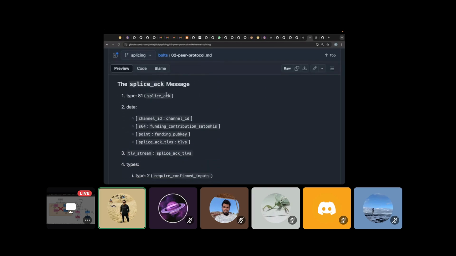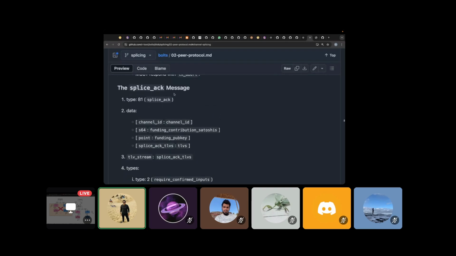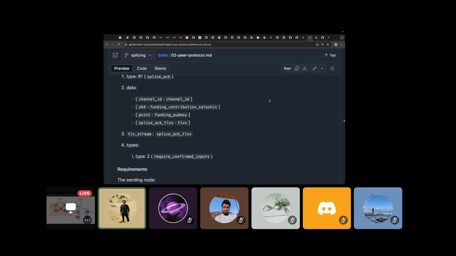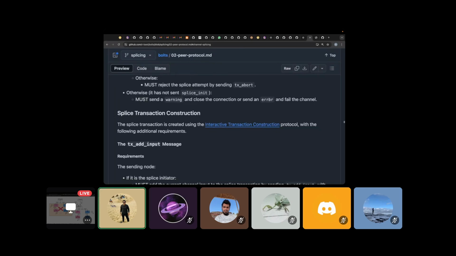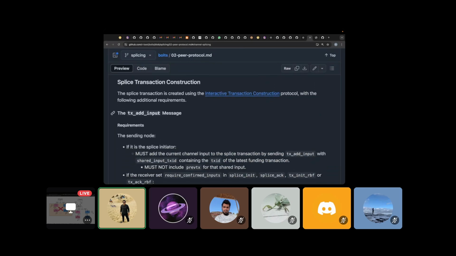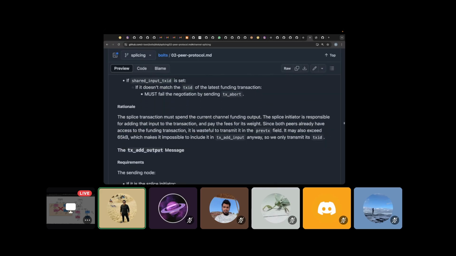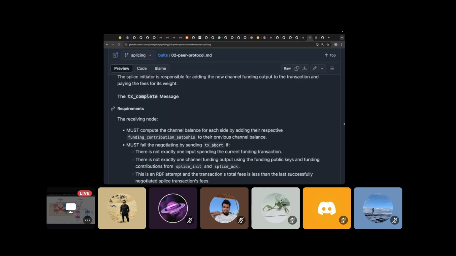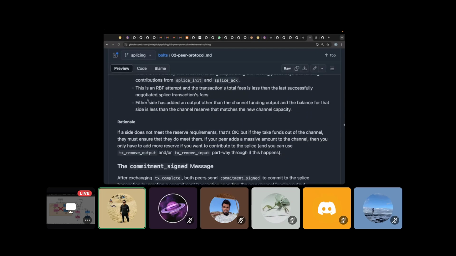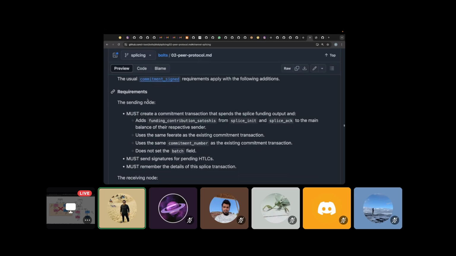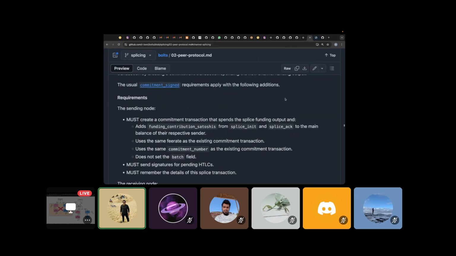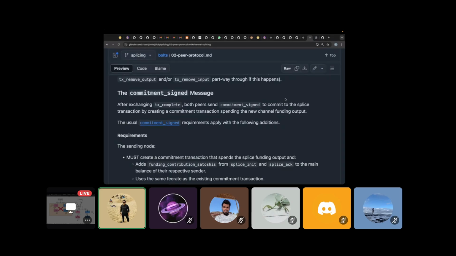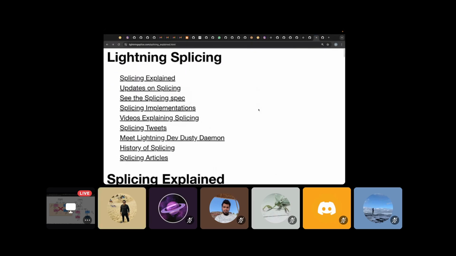This is the splice ack message. So this means your peer has accepted your request of splicing. And then its requirements. Then they describe the TX add input, add output, and the transaction complete messages. So yeah, this is what basically happens when you're going to splice your channel in the near future through your wallet.